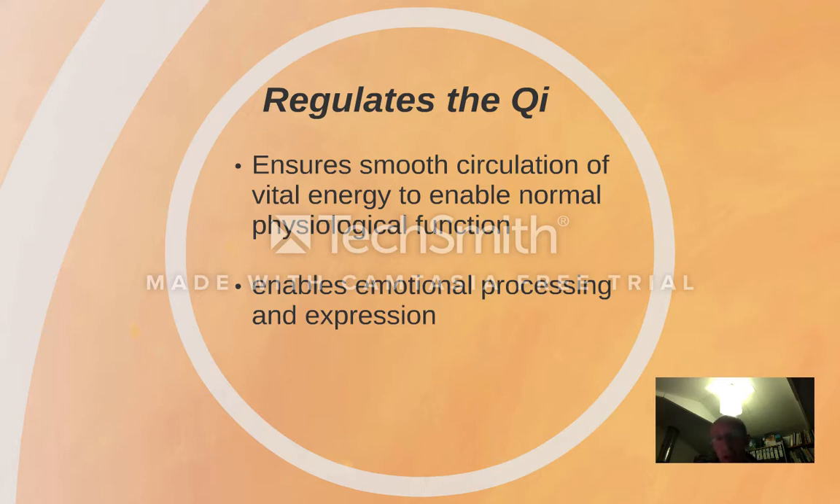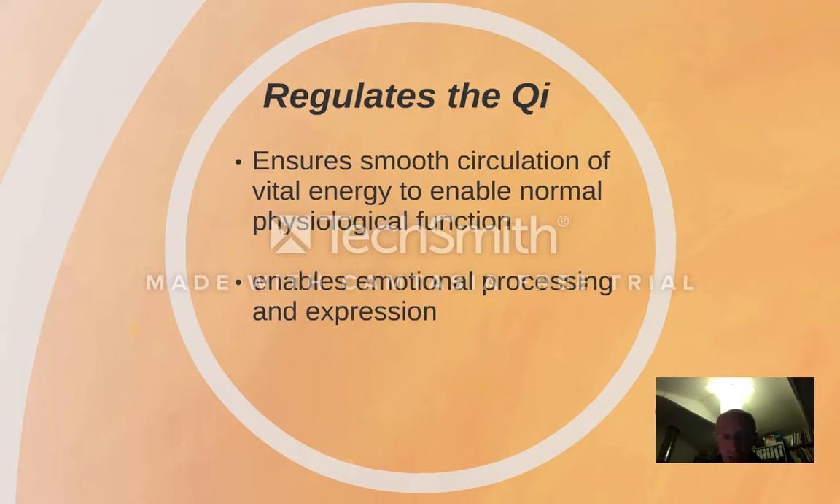The second domain that the liver qi operates at is the emotional level. And the liver qi is vitally important to enable a person to emotionally process their feelings, to feel what they're feeling, to process those feelings, and to express their feelings in an appropriate way. And if the liver becomes afflicted, as we'll see, then this becomes a really important aspect of liver disease.